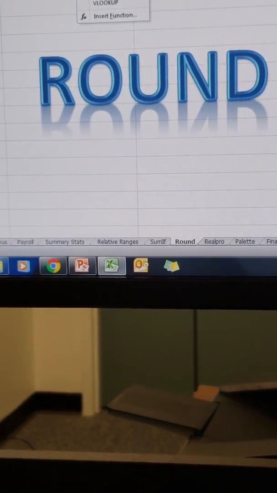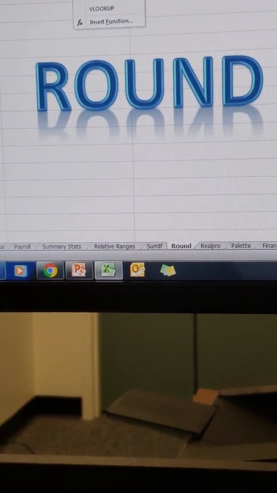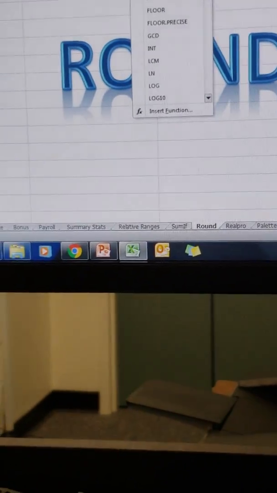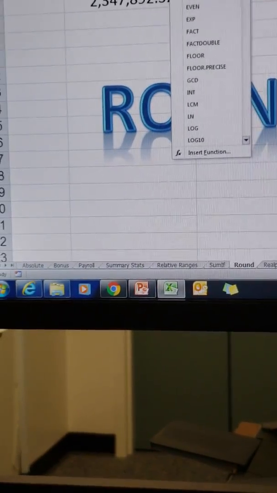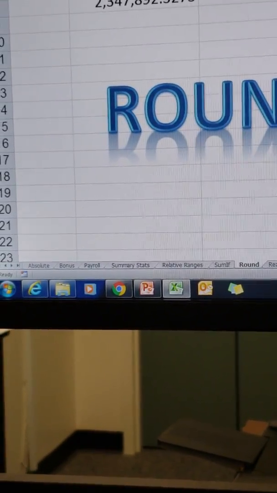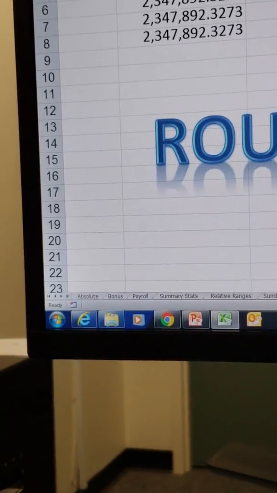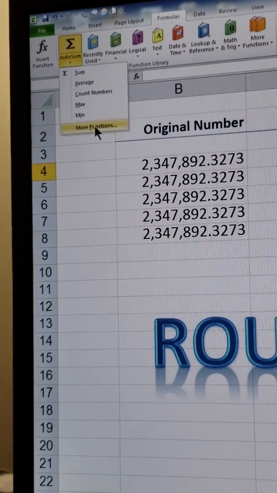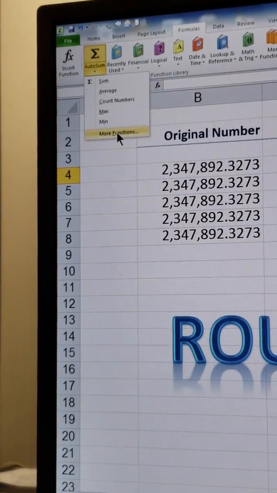What do you think? I think it's under format number. Under home. Oh, under home? Okay. I mean, it could be. I mean, you could actually get to it that way. Matter of fact, see this auto sum button here? Look at this. See the bottom one? It's not listed here, but more functions is.